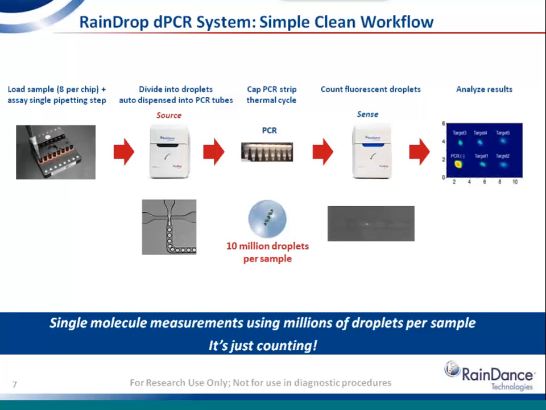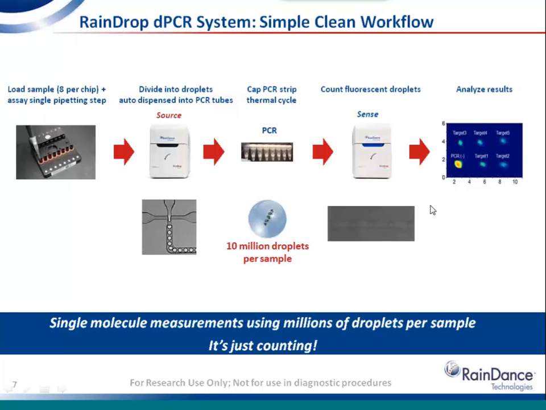At that point, you cap the tubes, and for the rest of the workflow, it's a completely closed system which prevents contamination from sample to sample or from sample to the environment. After capping the tube, you place the strip into a standard PCR thermocycler, and after thermocycling, the strip is then moved into the second instrument, the Sense, where the fluorescent signal from each droplet is captured on 2 channels and then displayed for analysis.